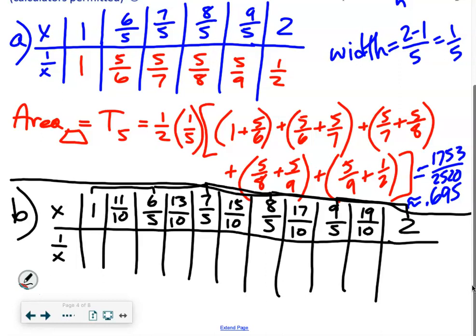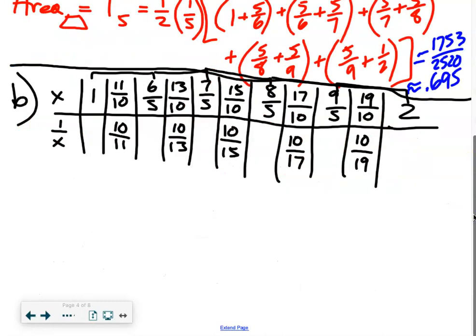I don't need all these heights. I only need the heights at the midpoints. And remember, this is the flip it function, so it's 10 elevenths, 10 thirteenths, 10 fifteenths, 10 seventeenths, 10 nineteenths. I don't need any of the other heights. All I need are the heights at the midpoints, so that's all I'm going to write.